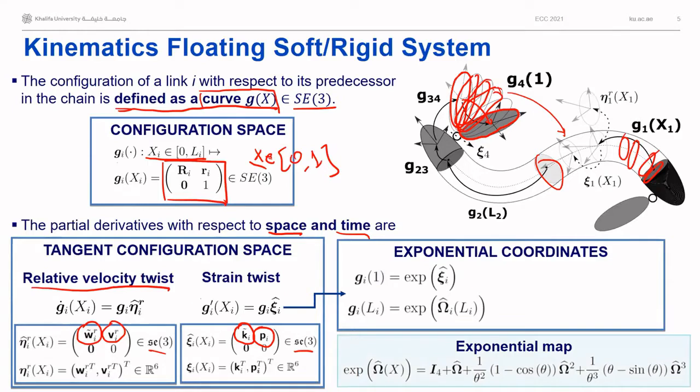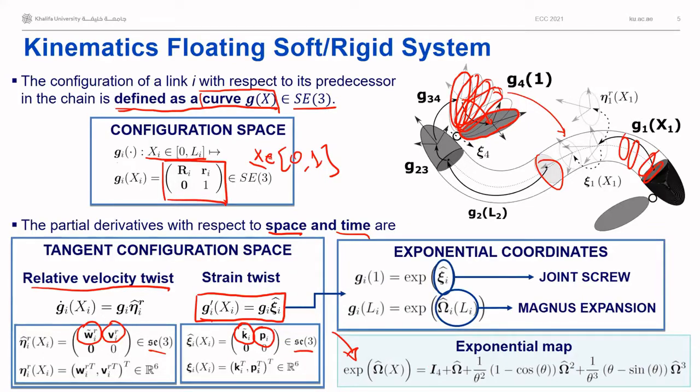Now, we need to define coordinates for this configuration. How do we do it? We notice that this is a matrix differential equation that can be formally integrated in space. We can do it with the exponential map in SE(3) that is reported here. Now, in the case of the rigid link, your strain is nothing else than the joint twist itself.